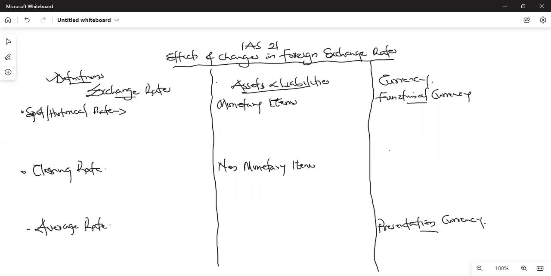So in case you are doing any transaction, the rate that is in place as at the time that you are doing your transaction, all right, is what we call spot or historical rate. So spot or historical rate is the rate in place, okay, at the date of the transaction.